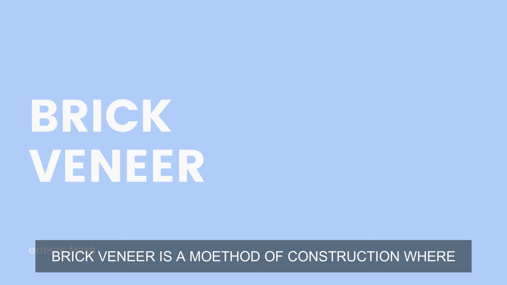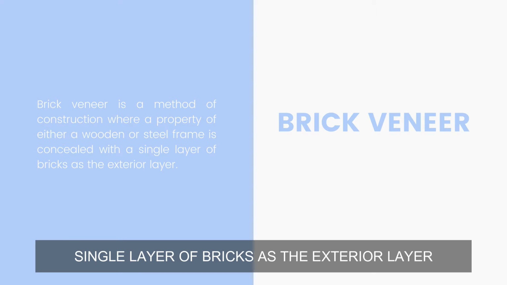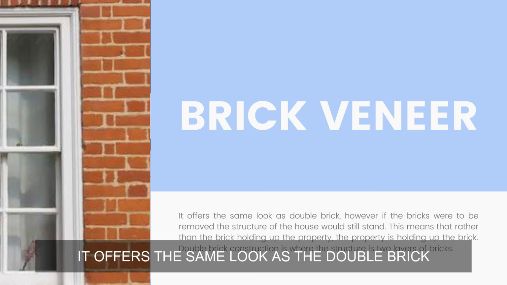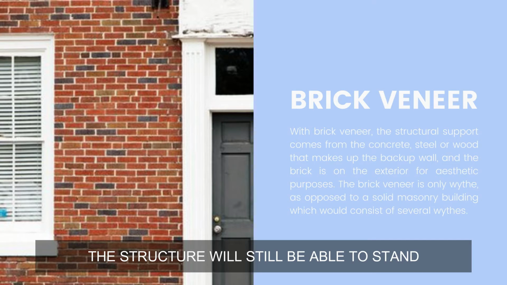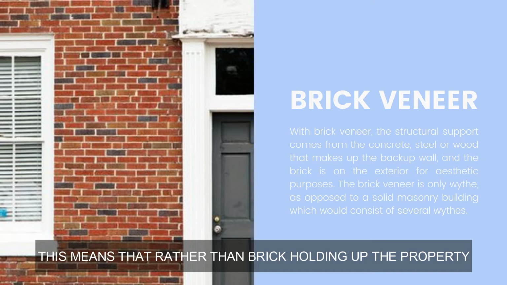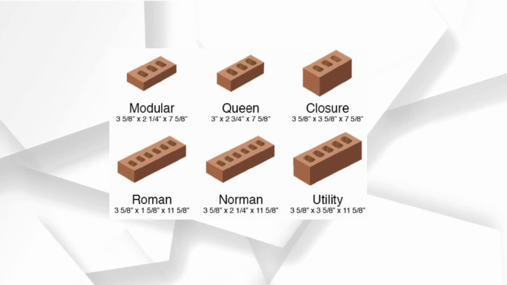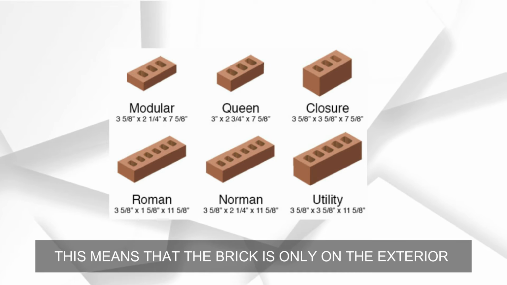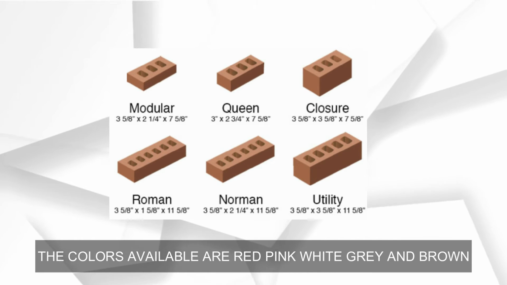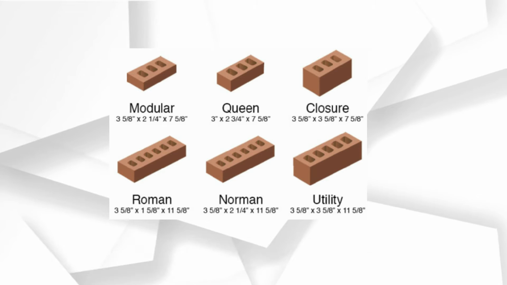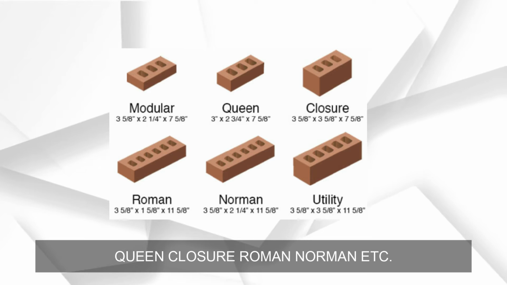Brick veneer is a method of construction where a wooden or steel frame is concealed with a single layer of bricks as the exterior layer. It offers the same look as the double brick, yet if the bricks were to be removed, the structure would still be able to stand. This means that rather than the brick holding up the property, the property is holding up the brick. This means that the brick is only on the exterior for aesthetic purposes. The colors available are red, pink, white, gray, and brown, while the types available are modular, queen, closure, Roman, Norman, etc.